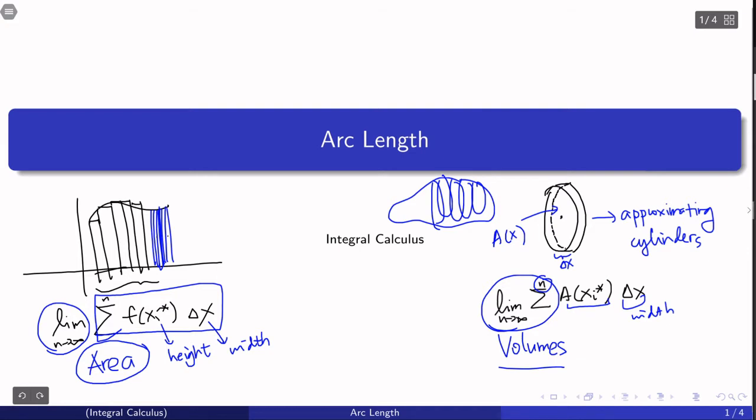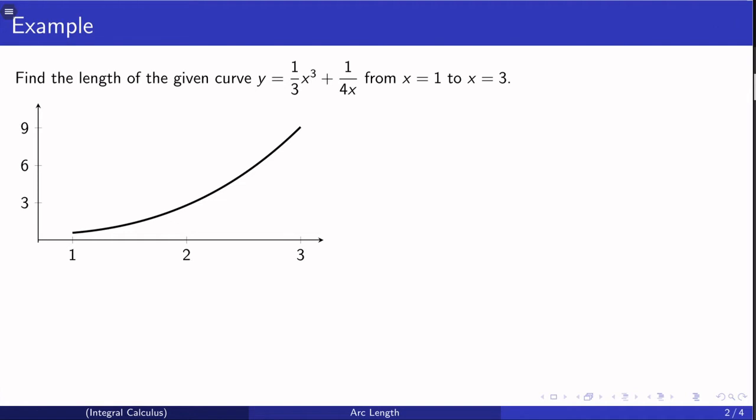So in this video we'll talk about arc length as a third application, and you'll see that it essentially mimics the method that we use for areas and volumes, in the sense that we're going to look for a way to approximate the length first, right? And then take infinitely many of those things as they get smaller and smaller. So how would we do that for this specific example? This is the curve y equals 1/3 x cubed plus 1 over 4x, starting from x equals 1, ending at x equals 3.